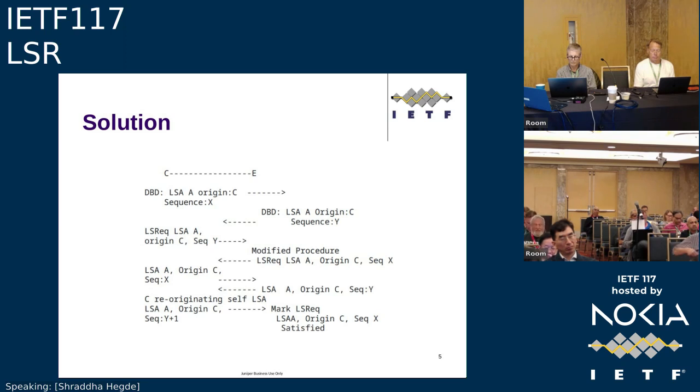bring up the adjacency, because Y was its tail LSA, and then it received an LSA which has a sequence number greater than Y. So it then marks the LS request satisfied and then brings up the adjacency. In the last presentation, there was a comment that it will cause a bad LSA request. That problem has been solved because the LS request is being sent for sequence number X and not for Y.